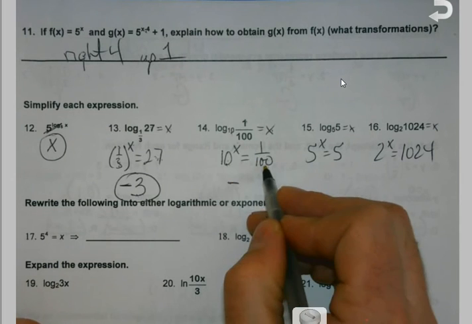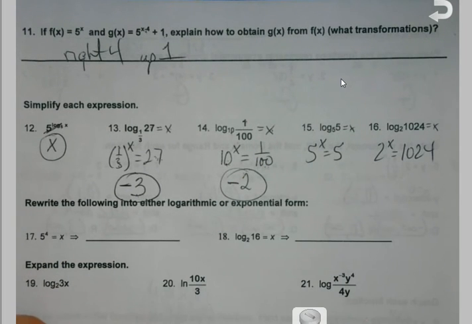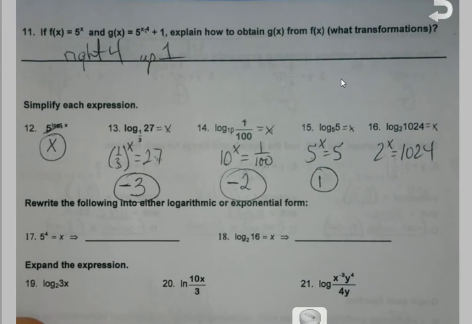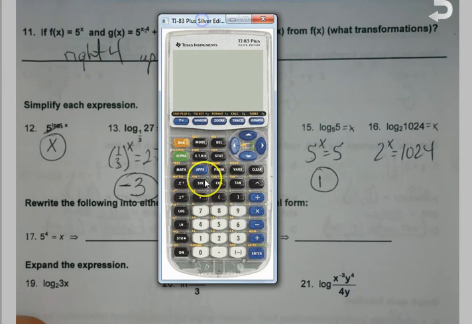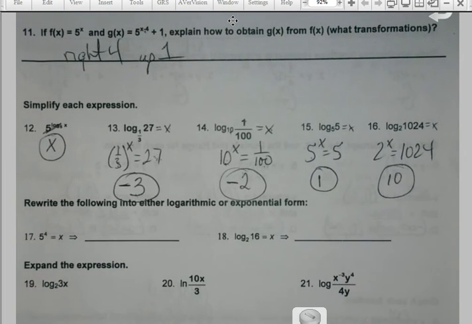Hey, speak of, I know it's going to be negative. 10 to what power gets me to 100? 2. Those are the type of things you can play with in the calculator too. See how they work. 5 to what power gives me the same number back? 1. Sorry guys, no 0 on this one for you. 2 to what power is 1024? Now again, if you don't know, and this isn't one I probably would expect most of you to know, start playing around. Oh, what about 8? Too small. 9. Nope. How about 10? Hey, winner. 10, and get that set.